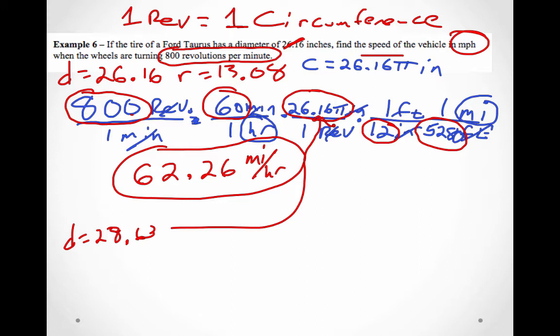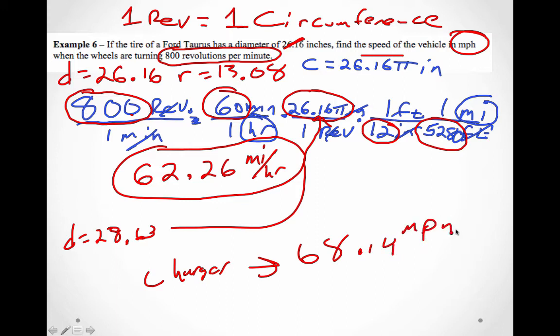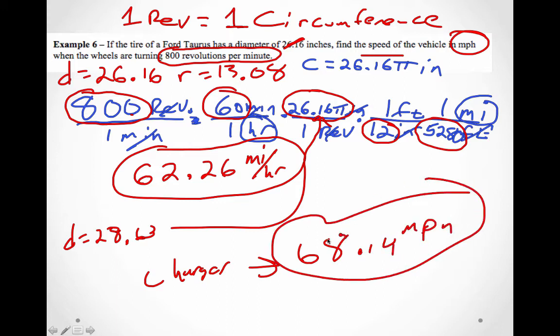And I get, for the Charger, I get 68.14 miles per hour. And it should make sense that the larger diameter going around the same number of times is going to be traveling at a faster speed.